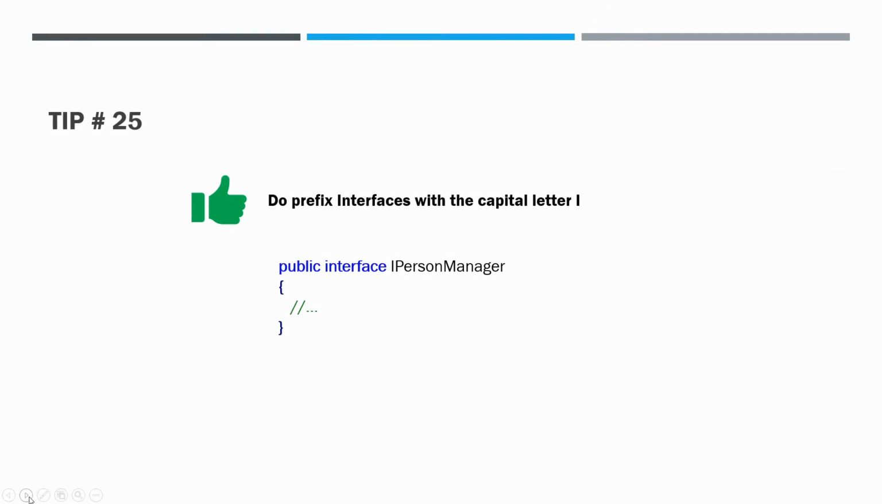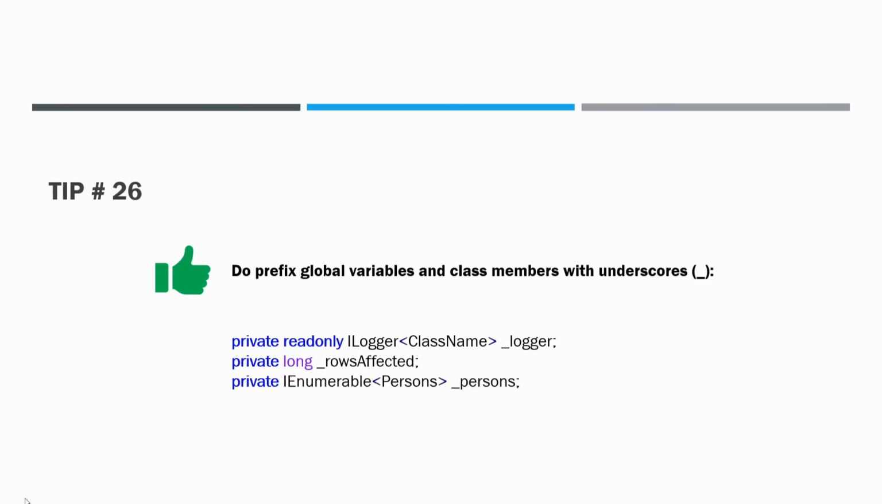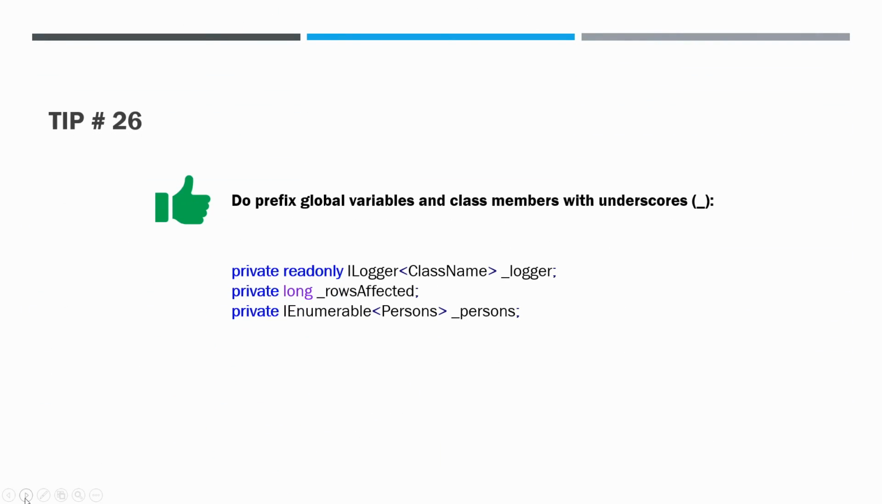Tip number 25. Do prefix interfaces with the capital letter I, because it makes sense, and in fact, it's a well-known standard for defining interfaces. Tip number 26. Do prefix global variables and class members with underscores. This is to easily differentiate between local and global variables identifiers.